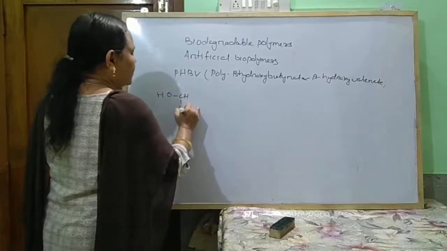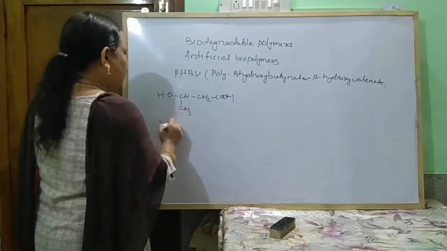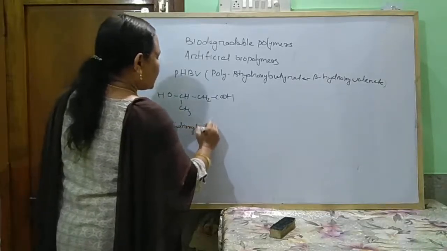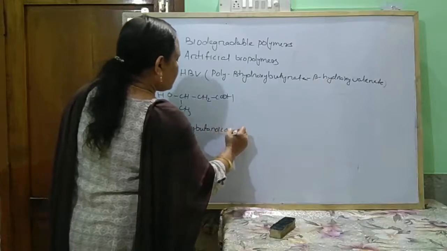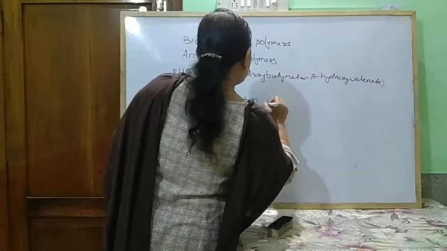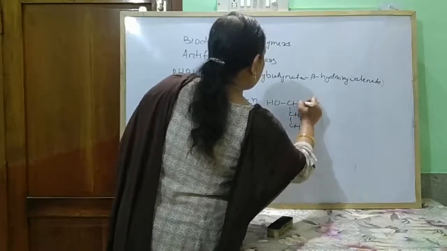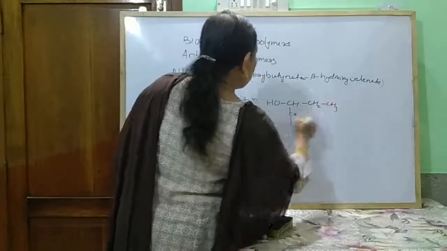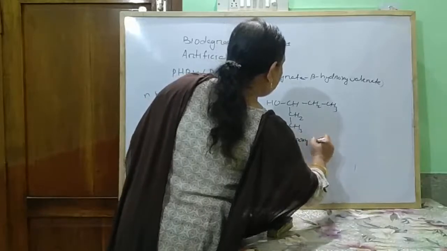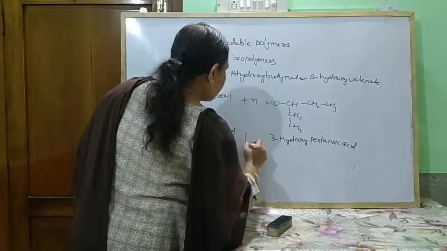OH, CH, CH3, CH2, COOH. This is 3-hydroxybutanoic acid, plus n large number of 3-hydroxypentanoic acid. So this undergoes polymerization.